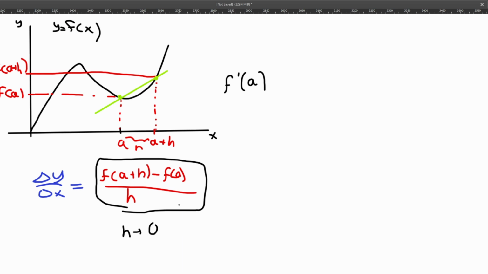And since this works for any value of a, instead of writing for some value of a, we can just replace a with x, and we get the following formula. The derivative of f of x, so f prime of x, is equal to f of x plus h minus f of x, divided by h, of course, as h approaches 0.